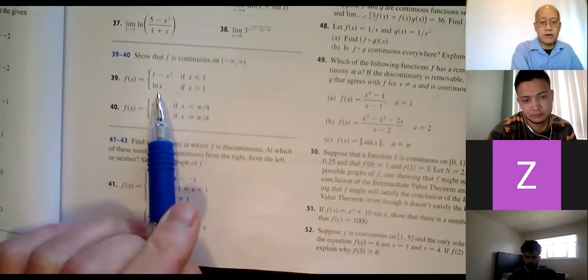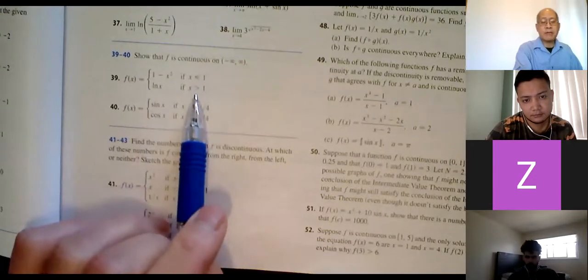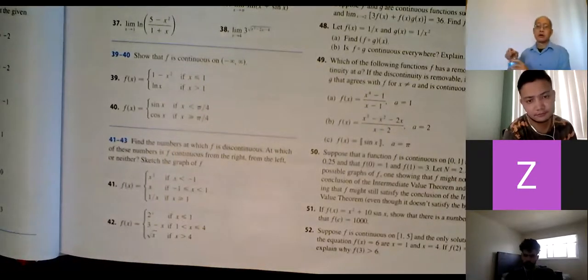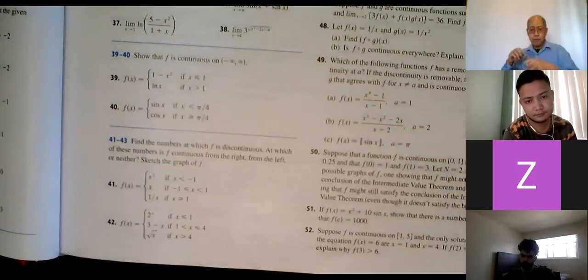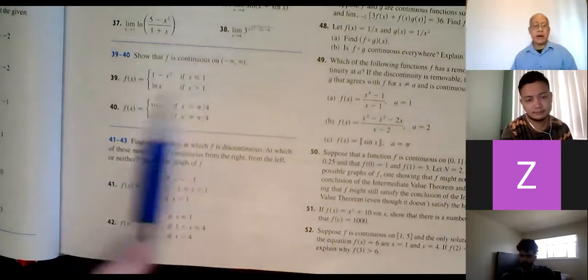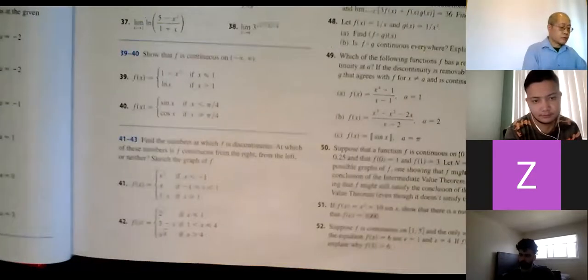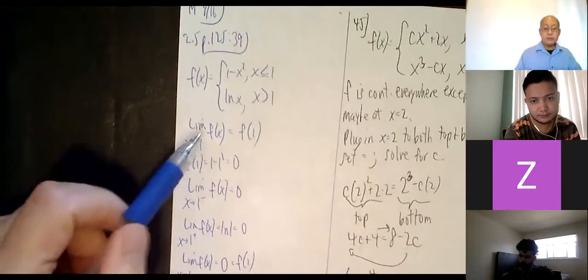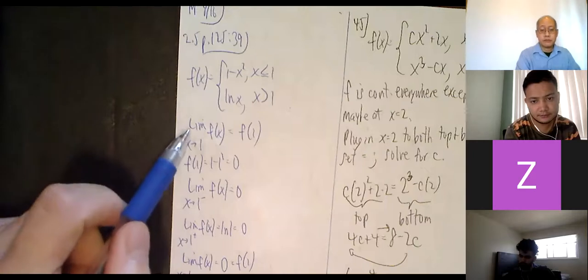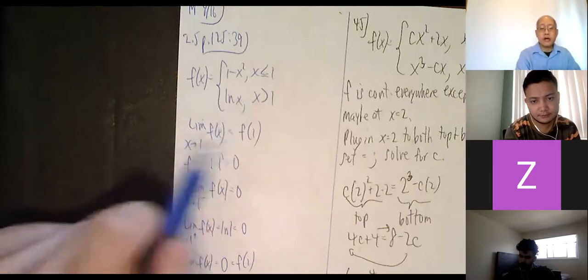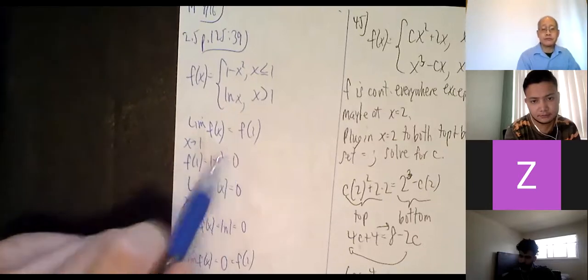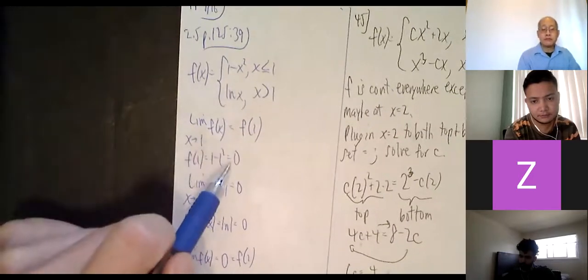Natural log of x is continuous everywhere on its domain. The only thing which might make it discontinuous is the fact that it's piecewise defined. So all I have to do is see what happens basically when I plug in 1. Okay, I'll show you how to do that now. If it's continuous at 1, this has to be true: the limit as x approaches 1 of f of x equals f of 1. Okay, what is f of 1?